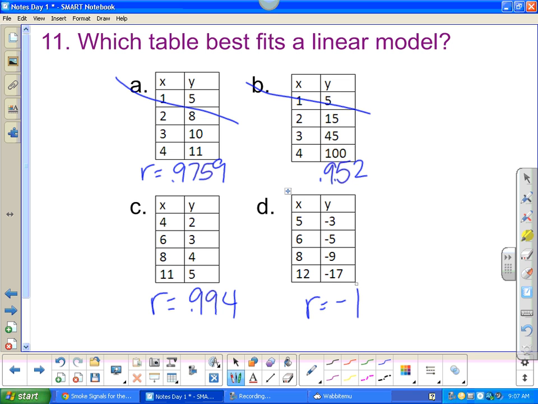So who's stronger? A positive 0.994 or a negative 1? Remember, positive and negative has no bearing on how strong it is. The question is, how close is it to 1 or to -1? And D is a perfect 1. So even though it is a negative relationship, it is the strongest relationship. So he wins.